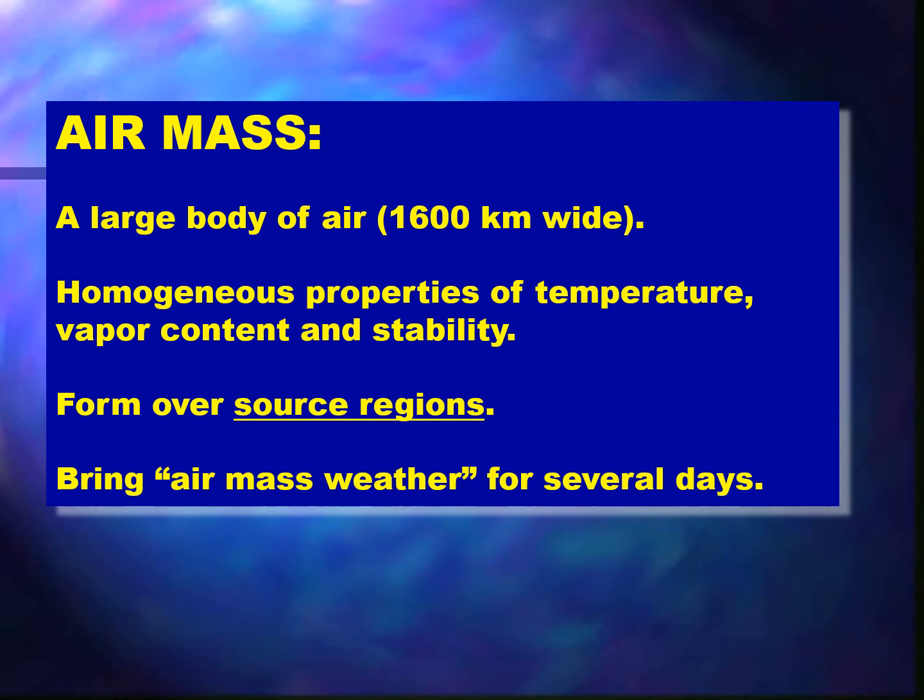And they're going to form over source regions, and we're going to see that the United States is not a source region. These air masses are going to form in other places, but they're going to move into the United States all the time, bringing us different types of weather and creating clashes of air masses that eventually form mid-latitude cyclones.